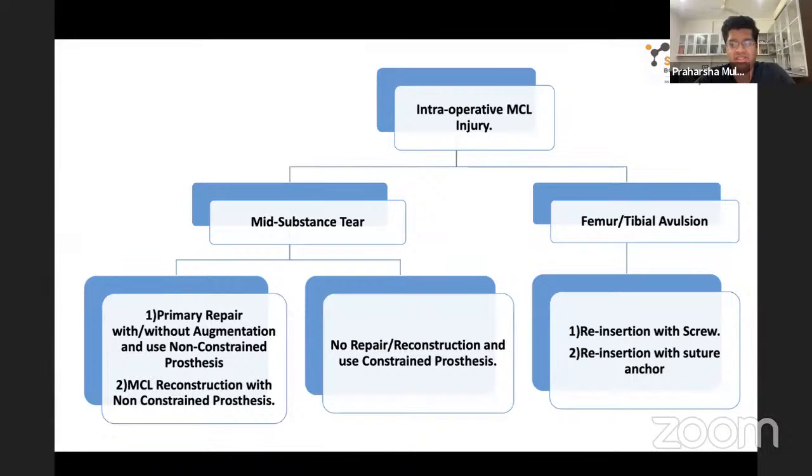If you have an avulsion fracture, which is very common on the femur side and not on the tibia side, you can go for a screw fixation or you can go for a suture anchor repair because it's a clear cut bony injury in front of you. Make sure you try to use a screw with a washer so that you do not damage the fragment of bone to which the ligament is attached.